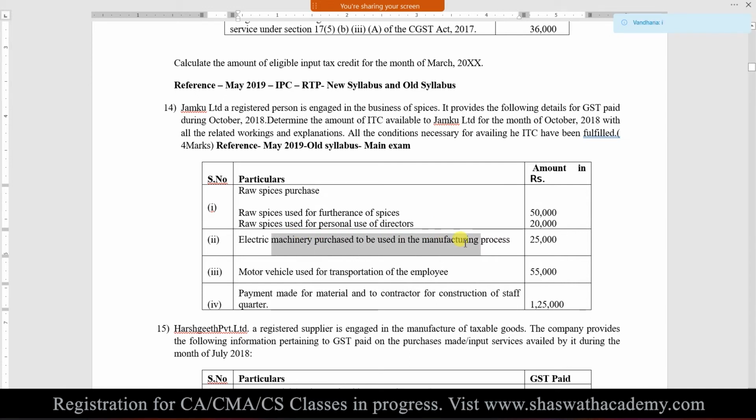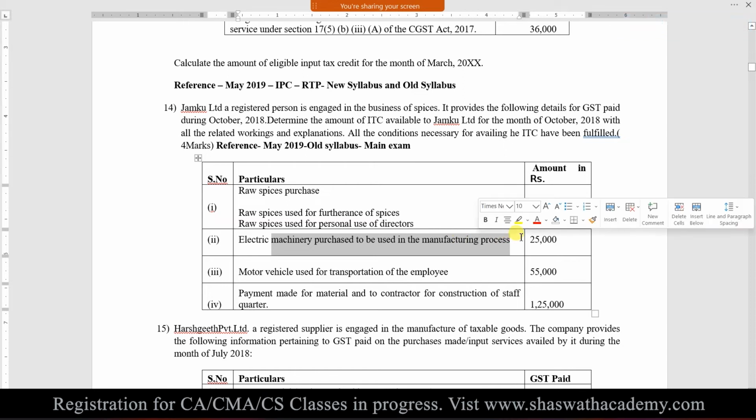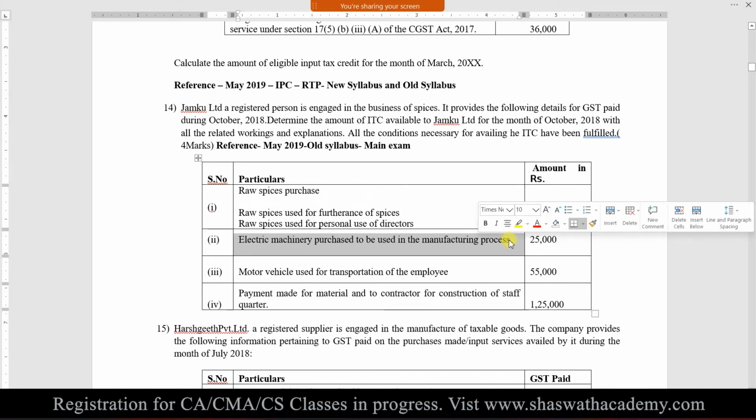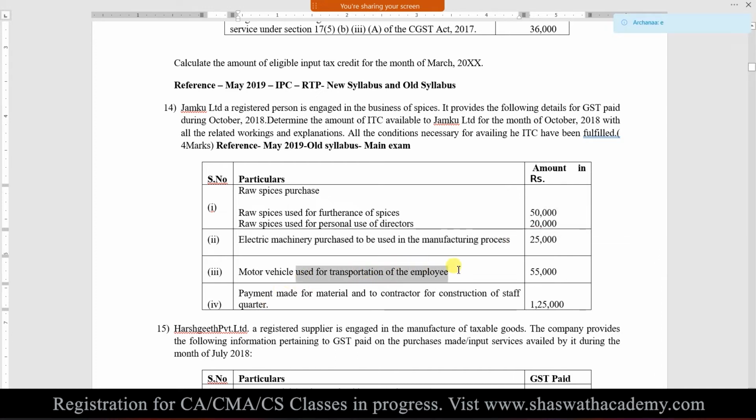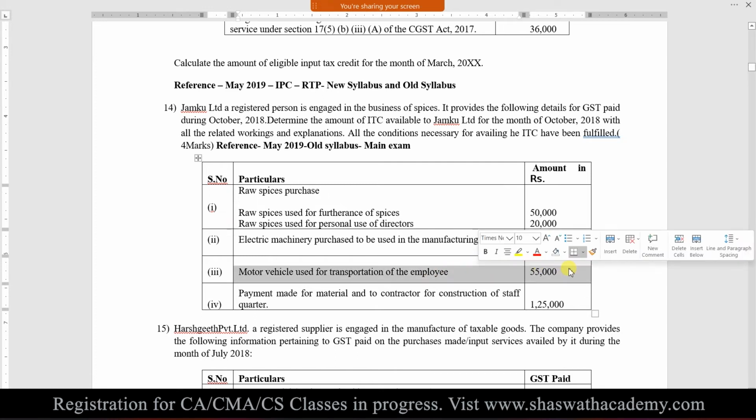Electric machinery purchased for use in the manufacturing process. That means it is plant and machinery used for the furtherance of business. Used in the process, therefore eligible. Motor vehicle used for transportation of the employees. Oh no, you have to write an assumption. If the seating capacity is 14 or more, eligible. If the seating capacity is not more than 13, you are not supposed to write 13 or less. You are supposed to write, if the seating capacity is not more than 13, then it is blocked. So you have to write the assumption and accordingly you have to write the answer.